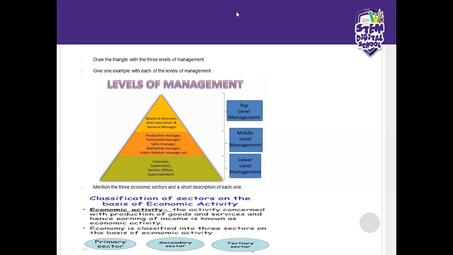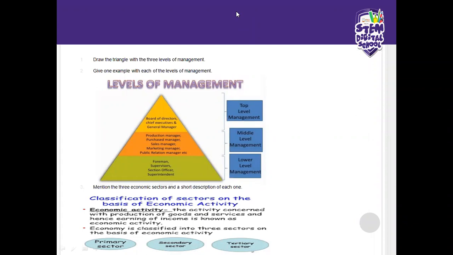And then regarding question 2, to give an example of each one. Now I've put there some examples for you. So with the top level management, you can say the board of directors, chief executive, general manager, managing director. With the middle level, you can pick and choose an example there, like the production manager, purchasing manager, sales manager, marketing manager, public relations manager.